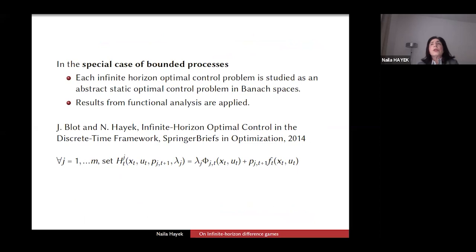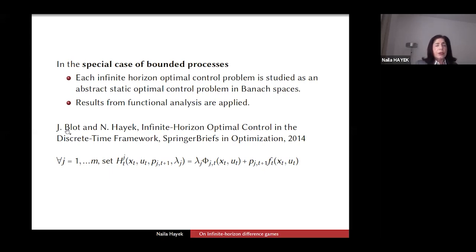Now the special case with respect to what I call the general case. The special case will be the case of the bounded processes. In this case, each infinite horizon optimal control problem will be studied as an abstract static optimal control problem in Banach spaces. And I will use results from functional analysis to obtain my results. So I put here this reference.